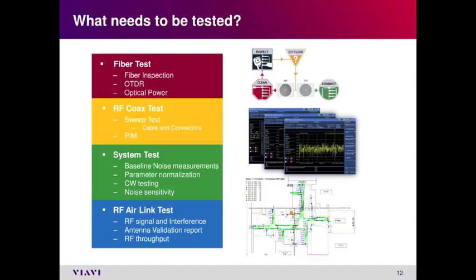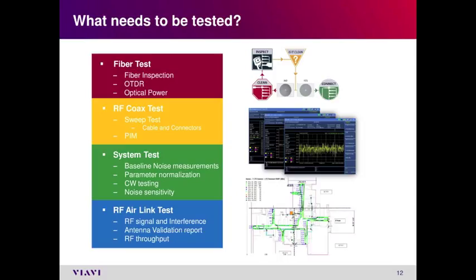You also have to do the RF coax testing, sweep testing, cables and connectors, and you can see there are a significant number of cables and connectors in there. You have to make sure of PIM, which is extremely important, especially on the reverse link for DAS. Then you go into the system test that we talked about.